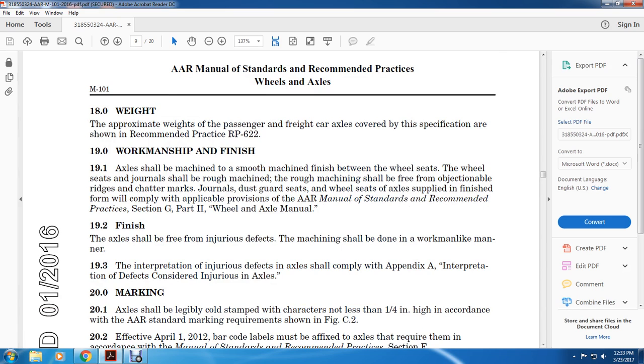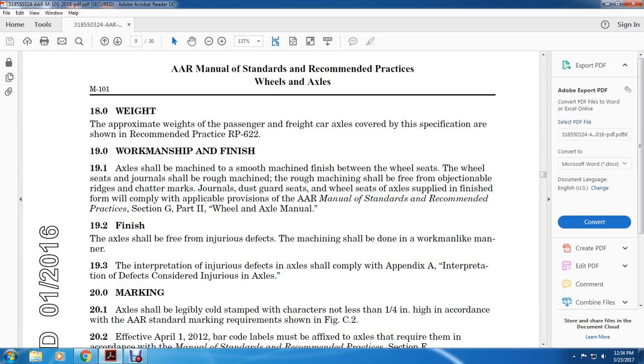19. Workmanship and finish. Axles shall be machined smooth between the wheel seats. The wheel seats and journals shall be roughly machined. The rough machining shall be free of objectionable ridges and chatter marks. Journals, dust guards, and wheel seats on axles supplied finished and formed shall comply with the applicable provisions of the Association of American Railroads Manual of Standards and Recommended Practices, Section G, Part 2, Wheel and Axle Manual.